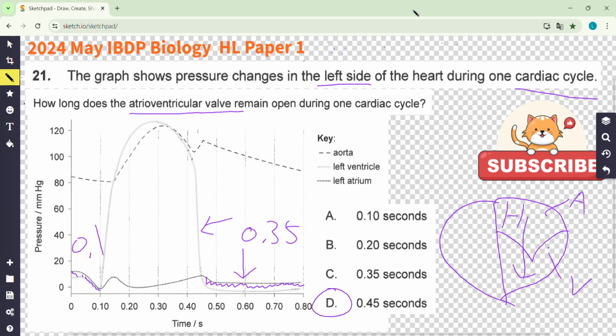So just remember the position, atrium and ventricle, and the shape of the valve, and you can do it. See? Easy to do, okay?